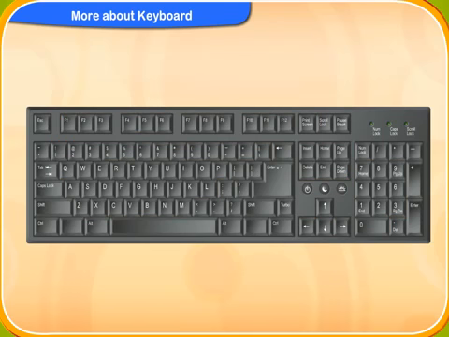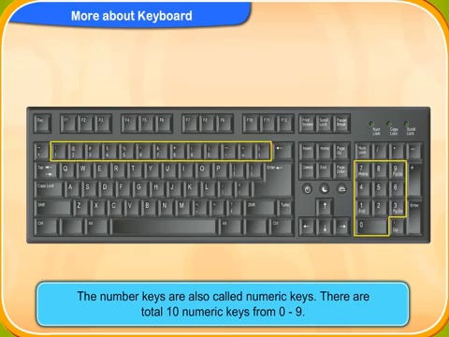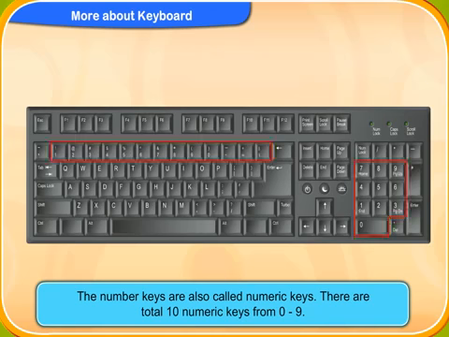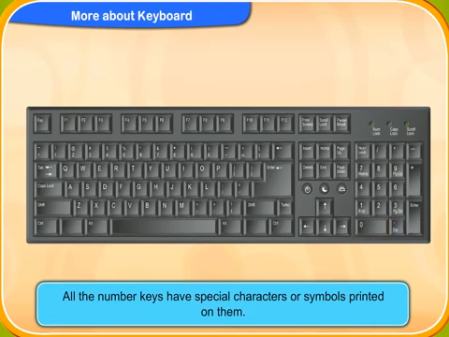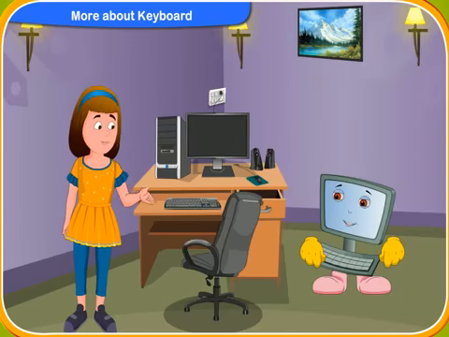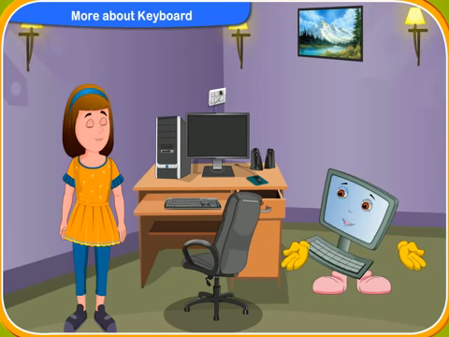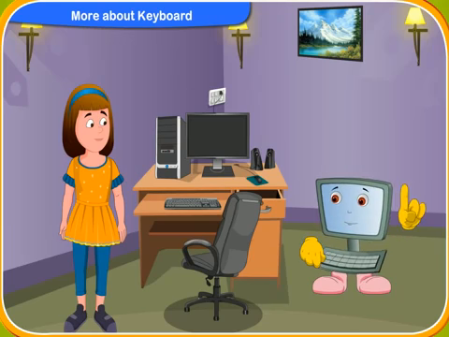Sure. Let's begin with the number keys. The number keys are also called numeric keys. There are a total of 10 numeric keys from 0 to 9. There are 2 sets of numeric keys on the keyboard. The first set is on the top row of the keyboard and the second is present on the number pad of the keyboard. All the number keys have special characters or symbols printed on them. Why, Kiko? Because these same keys are also used for other purposes.